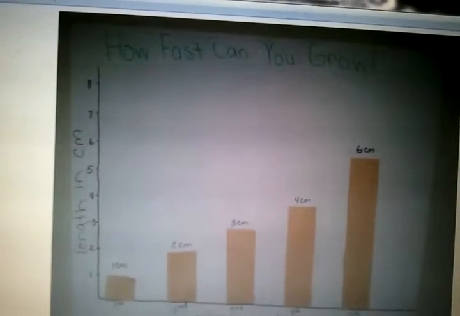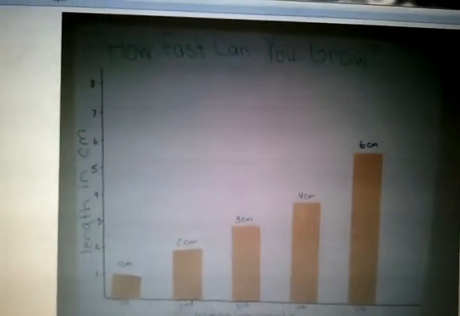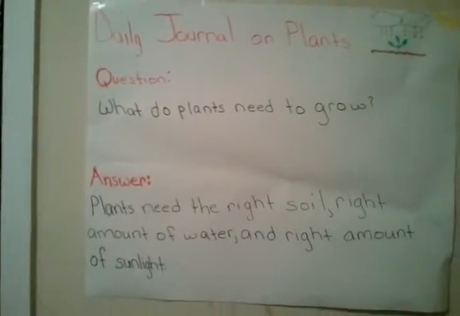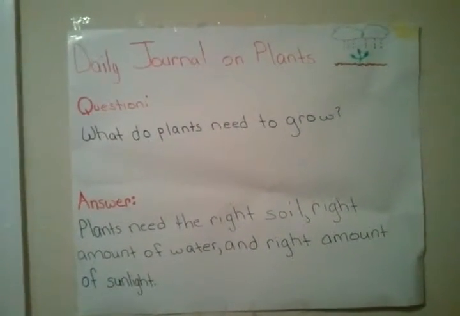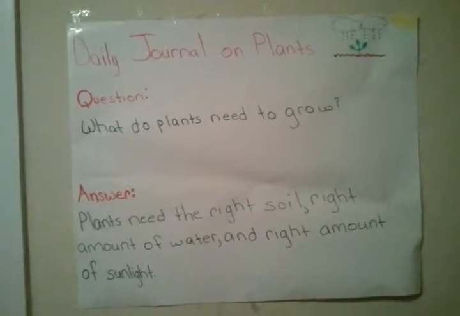The next one was a board called "How Fast Can You Grow?" This is where they will measure their plants, and they will use a graph in order to write how many centimeters their plant has grown since the last time that they've measured it. These are the three bulletin boards that I did, and this is the actual one that I had, but the other two got messed up.